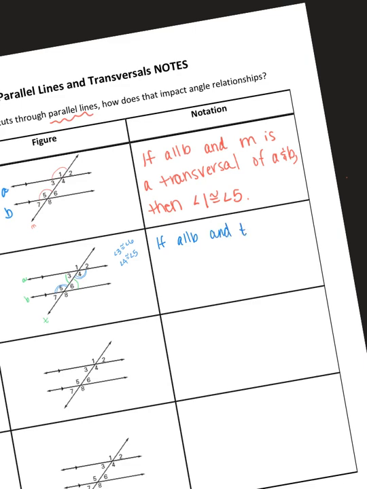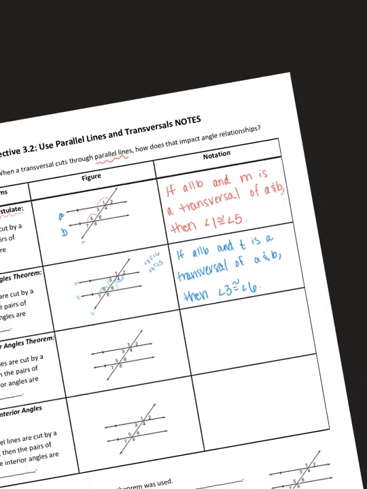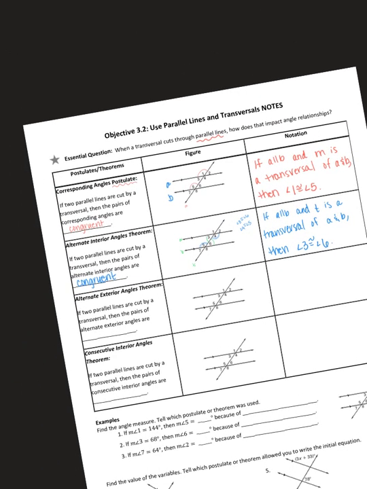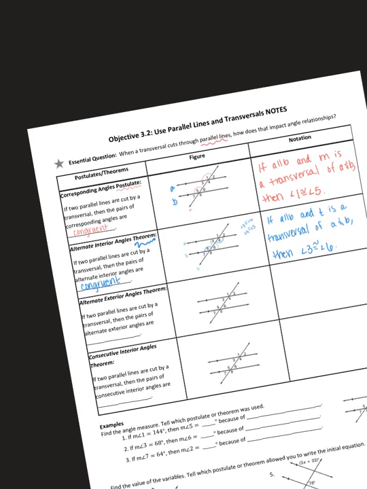and T is a transversal of A and B, then angle 3 is congruent to angle 6. And similarly, angle 4 is congruent to angle 5, okay? So that's the alternate interior angles theorem. Now, a theorem can actually be proven, okay? And so we will take a look at those proofs at some point, okay?